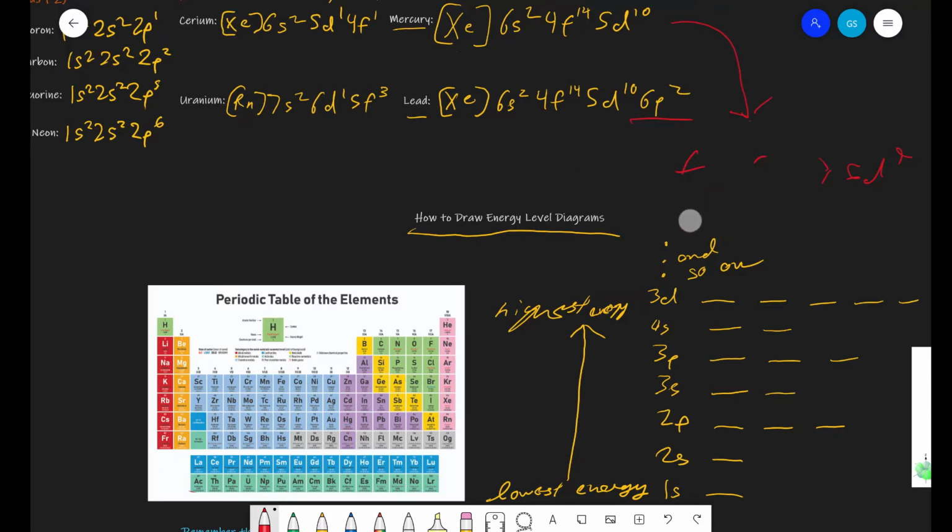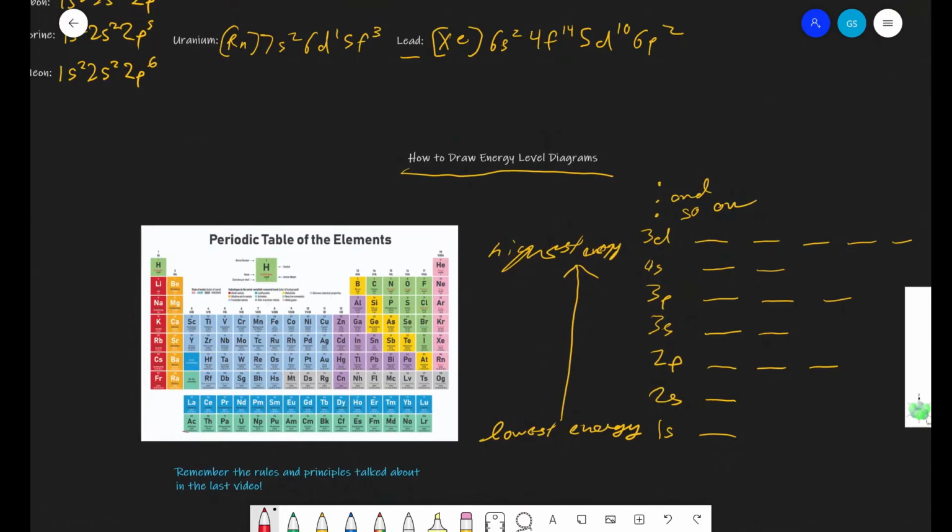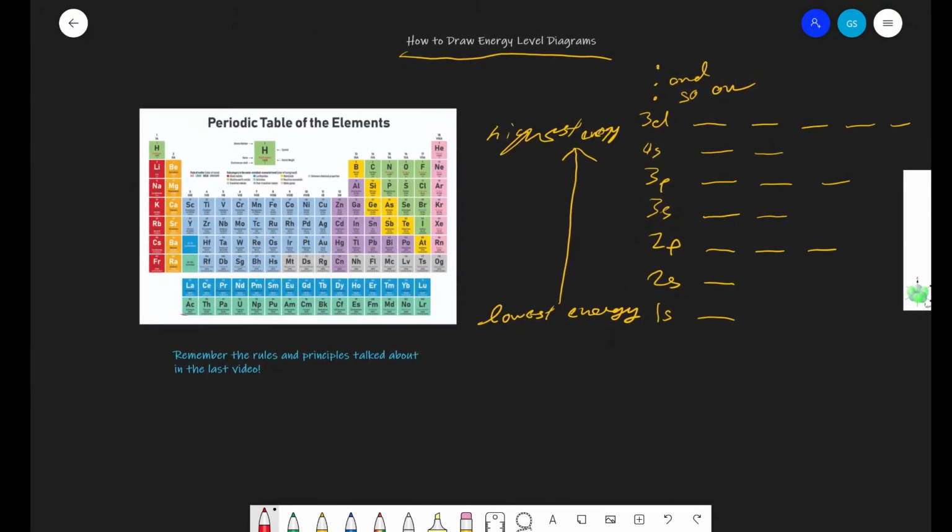So let's move on to the next topic, which is energy level diagrams. There are different ways you can represent electron configuration visually aside from writing it out. There's this one where you might have seen where it goes like this, and you write a bunch of stuff. You might have seen these boxes where you put in the little arrows.